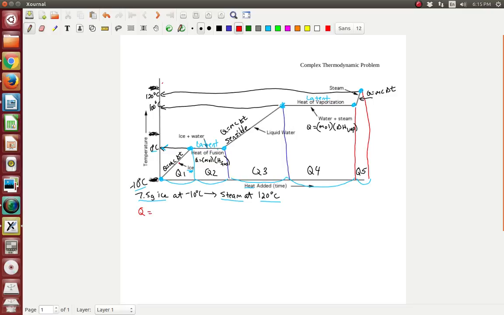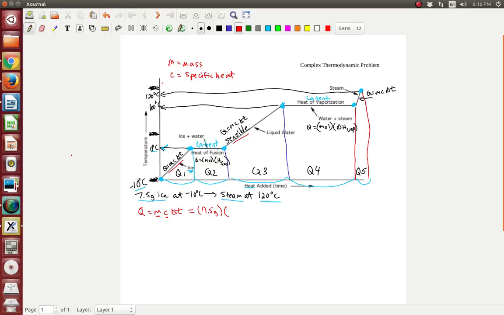Q1 is in the sensible heat area, and we use these formulas. All sensible heat areas use this formula: Q equals m c delta T. M is the mass, 7.5 grams in this particular equation. C is the specific heat, and you have to look that up on a chart. So I'm going to write these things up here. M is mass, C is the specific heat.